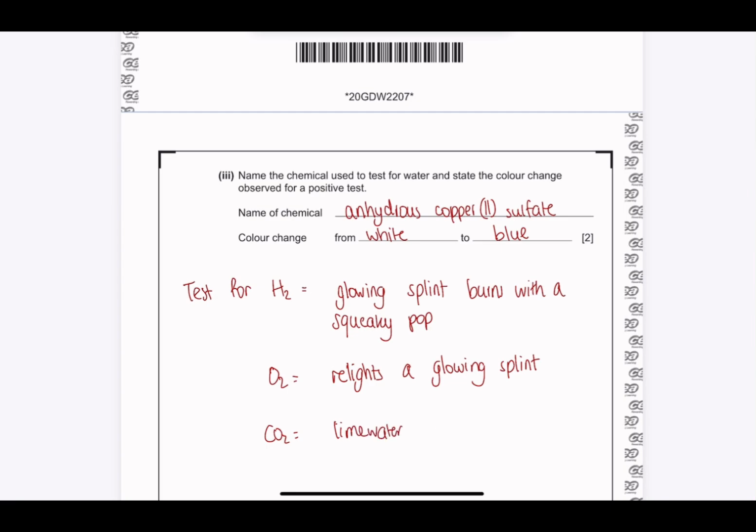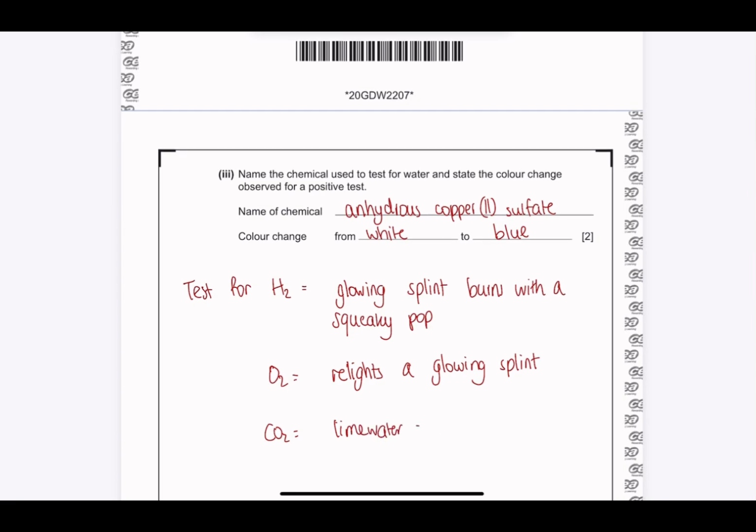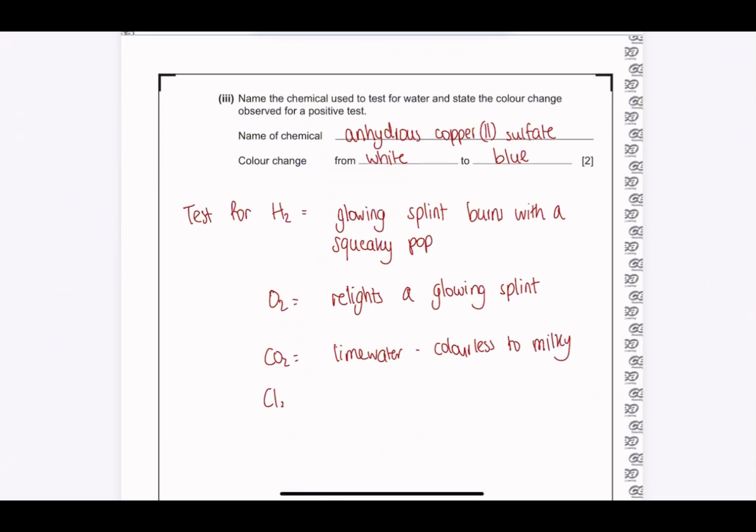Carbon dioxide, limewater goes from colourless to a milky solution. And the test for chlorine is universal indicator paper, and it will go red, and then it will bleach white. Again, I repeat there, the test for hydrogen is lighted splint burns with a squeaky pop, not glowing splint.